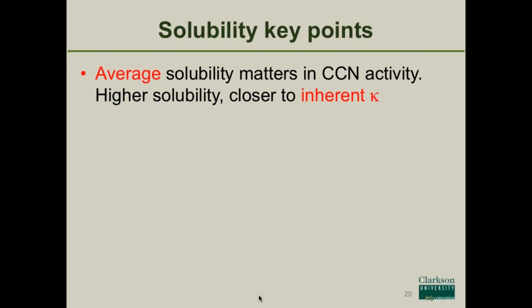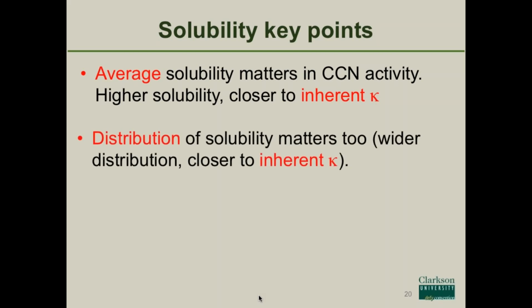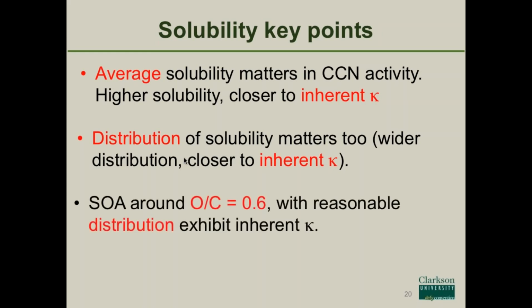So just a quick wrap up of the solubility discussion. Average solubility does matter. If the solid does not dissolve, it doesn't contribute to Raoult's effect. The higher the solubility, the closer the apparent kappa gets to the inherent kappa. It doesn't go beyond the inherent kappa, it just gets close to it. In addition to the average, the width of the distribution matters. The wider the distribution, the closer the apparent kappa is to the inherent kappa. It doesn't go over the inherent kappa, it just helps to exhibit it. And for SOA around O2C 0.6, with a reasonable distribution, the compounds tend to exhibit an apparent kappa closer to the inherent kappa.